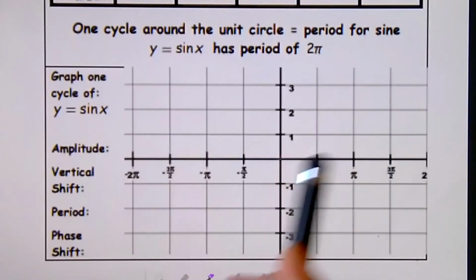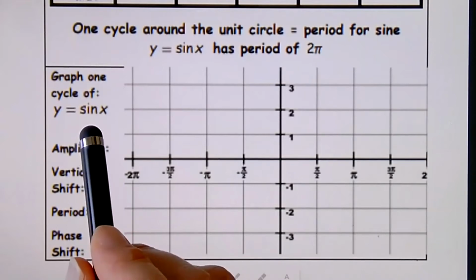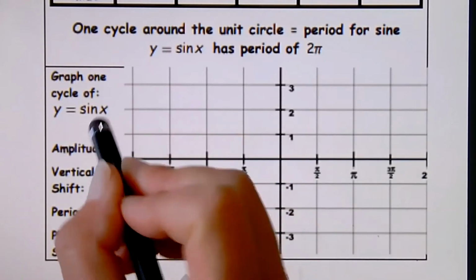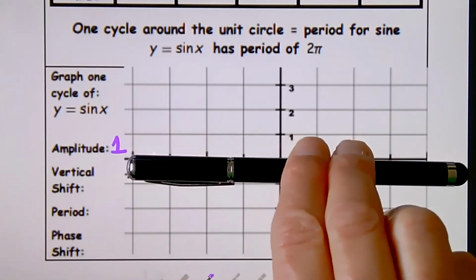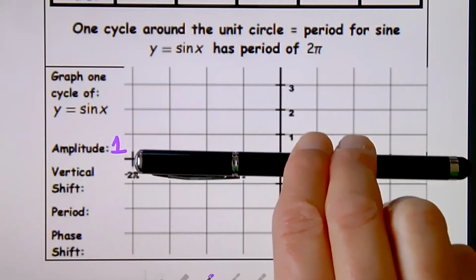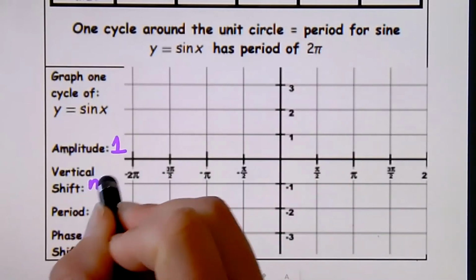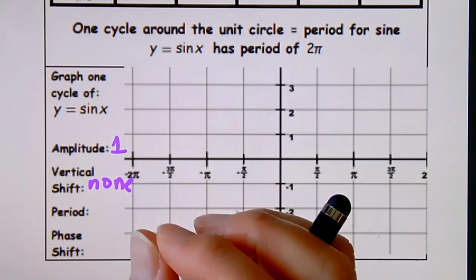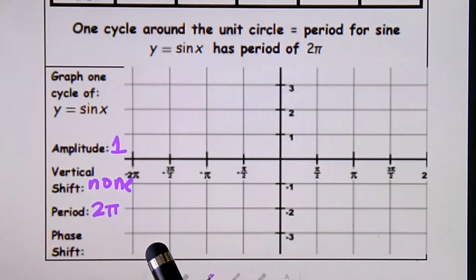Now, your amplitude in this case is how high above or below the center you go. In this case, this was our regular sine that I just showed you, and this had an amplitude of 1. Now my vertical shift, normally I'd have my center here, and my vertical shift would be moving up and down. This doesn't have a vertical shift, so we're going to say none. The period, again, might be adjusted, but in this case, it is a basic sine, and the basic sine graph is 2 pi.